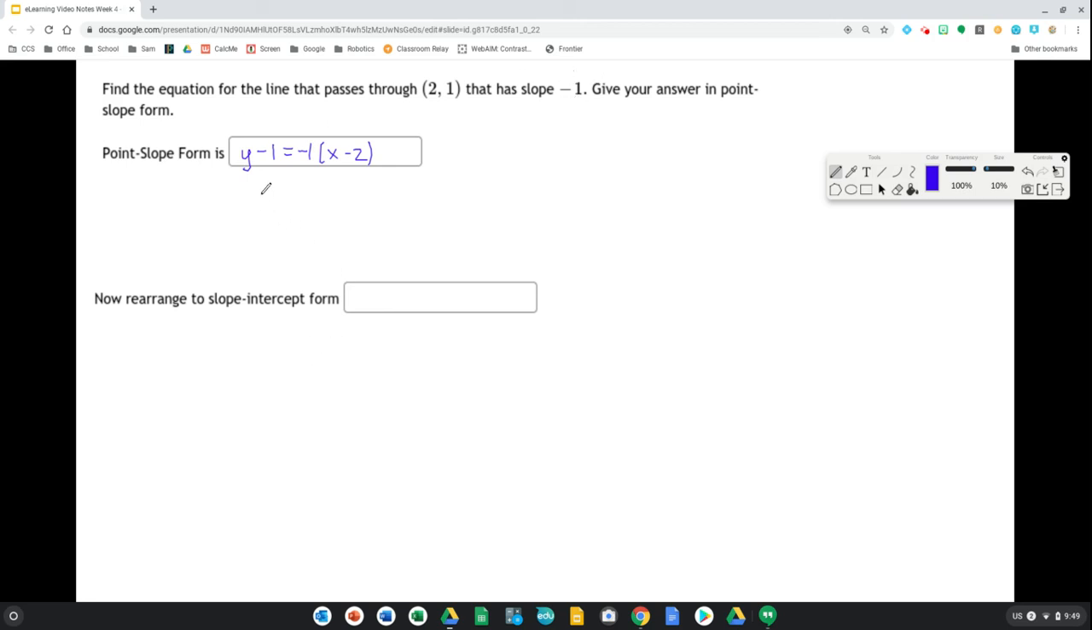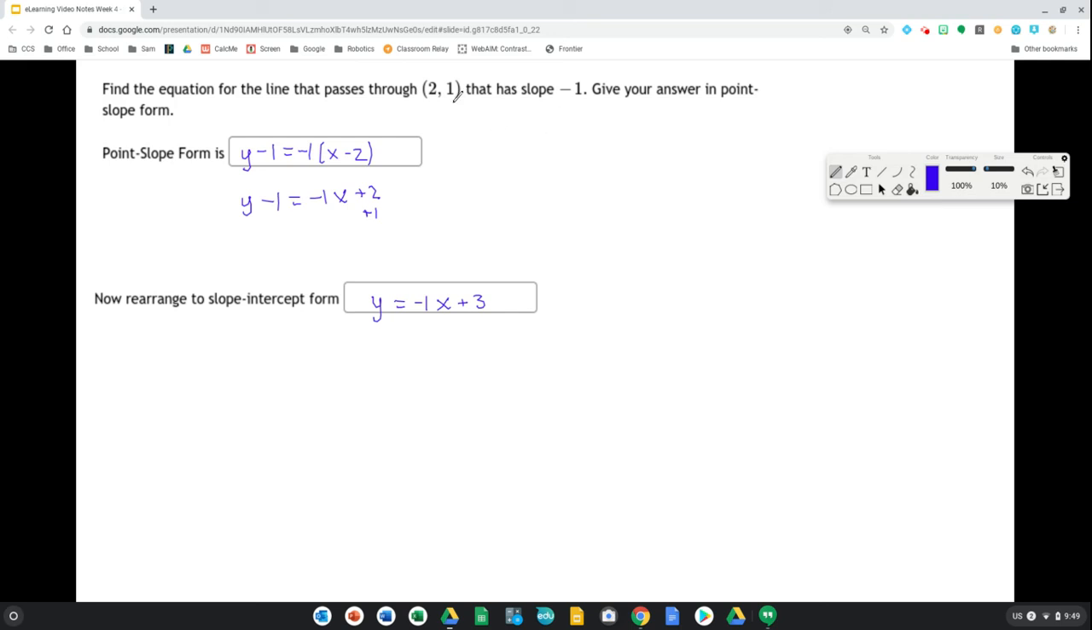Now take a few seconds here and rearrange that equation and write down what it would be in slope-intercept form. So you should have done the distributive property, and when you did, you get y minus 1 is equal to negative 1x plus 2. And then you're going to add this minus 1, and you're going to end up with y is equal to negative 1x plus 3.